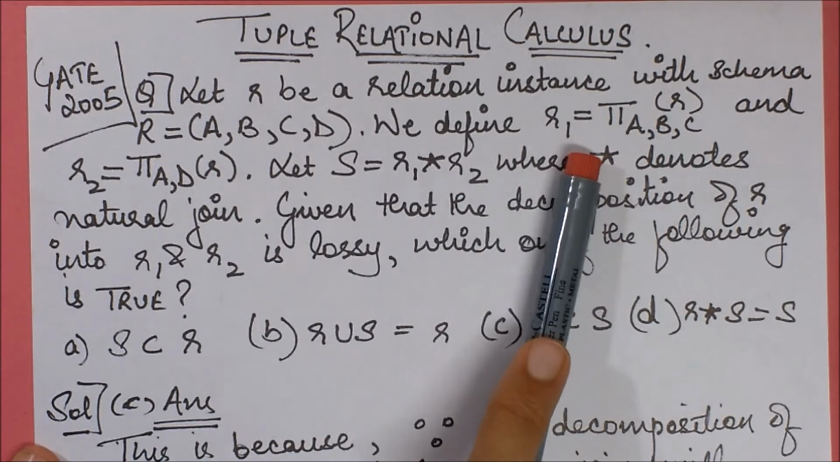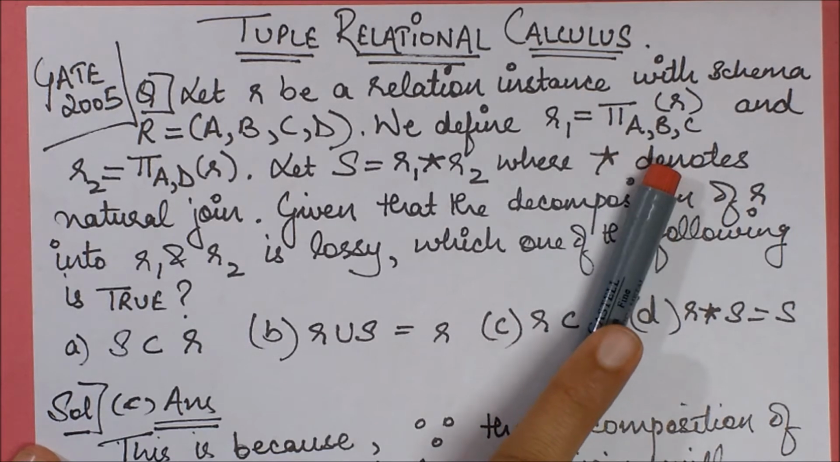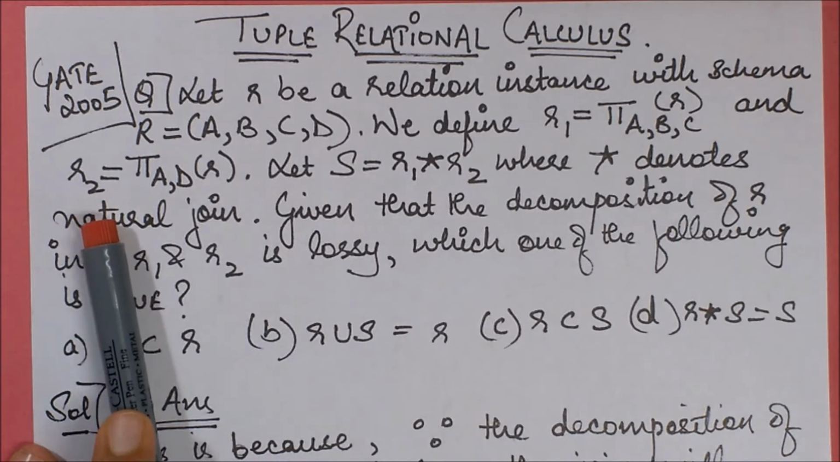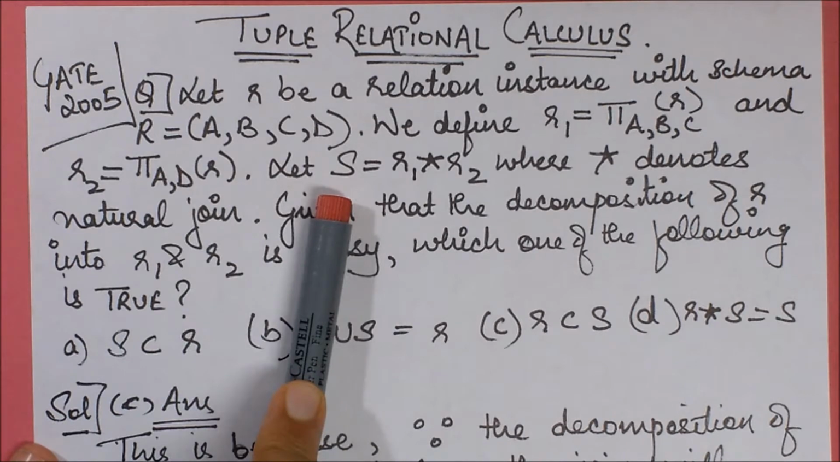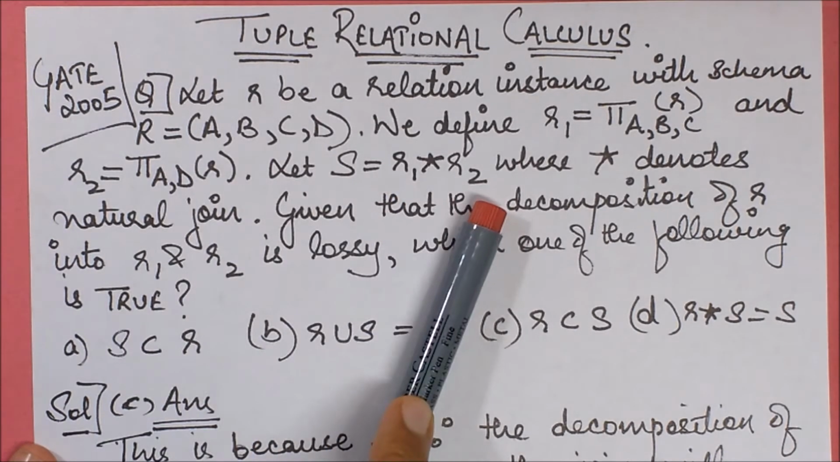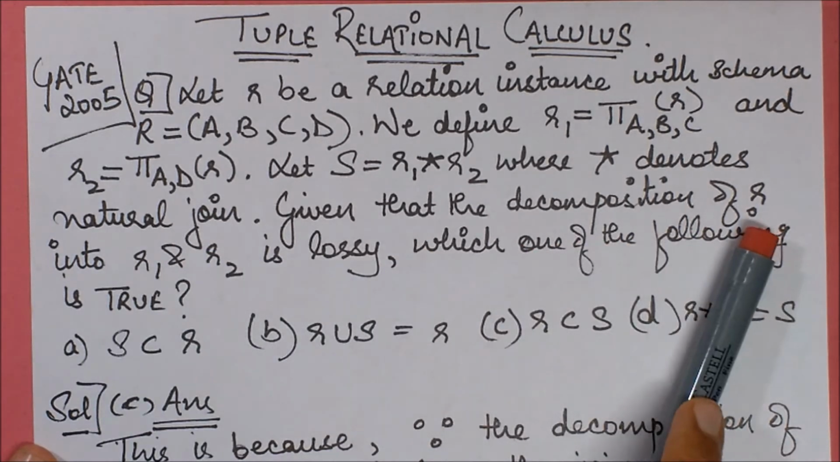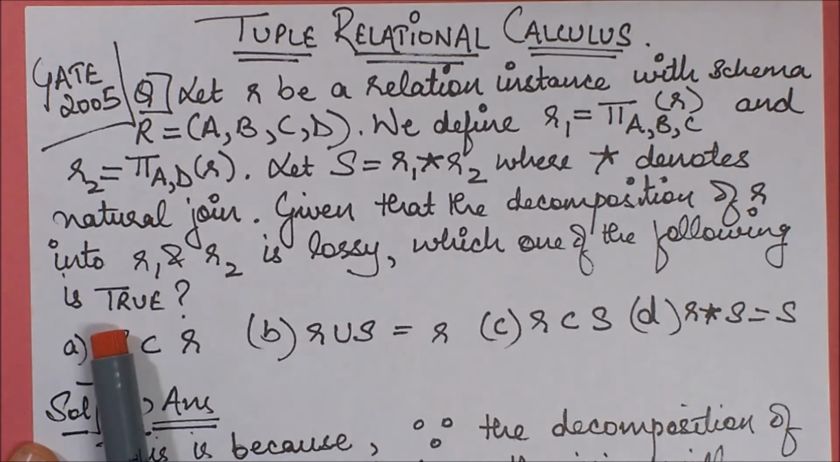We define R1 equals projection of attributes A, B and C on R, and R2 is a projection of A and D on R. Then let S equals R1 star R2, where star denotes a natural join. Given that the decomposition of R into R1 and R2 is lossy, which one of the following is true?